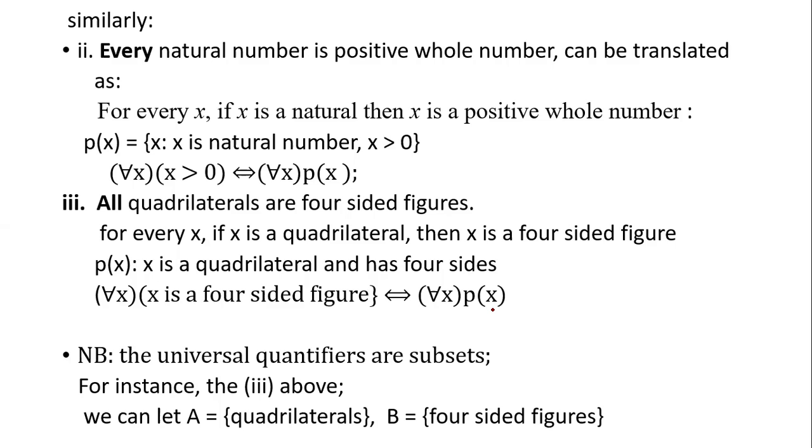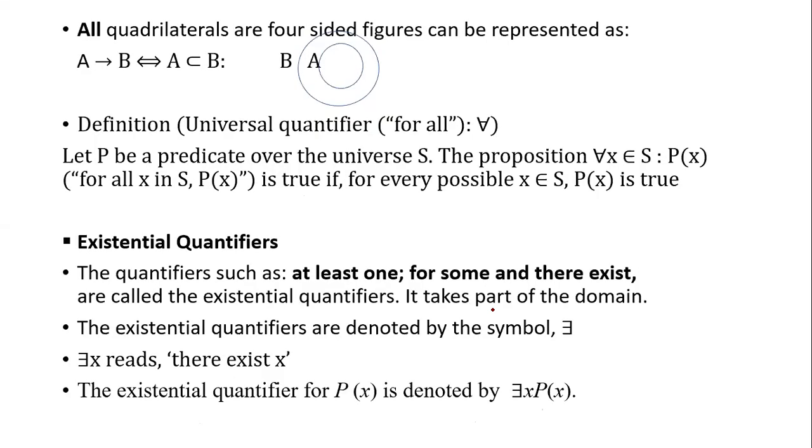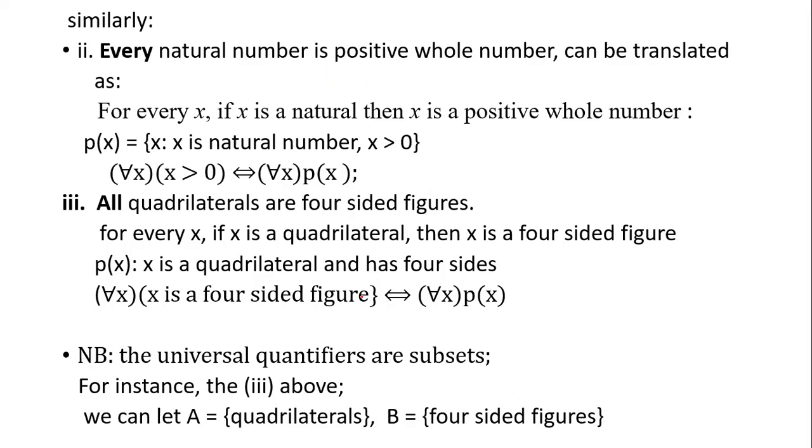Note, the universal quantifiers are subsets. For instance, in the example above, we can let A equal the set of quadrilaterals, B equal the set of four-sided figures. So for all quadrilaterals, all means we have A implies B. So as long as you are a quadrilateral, then you are under the set of those figures with four sides. So it becomes A implies B, which is the same as A is a subset of B.